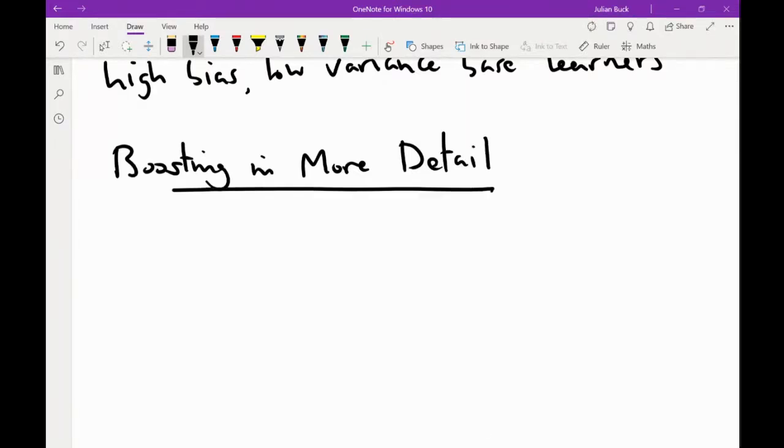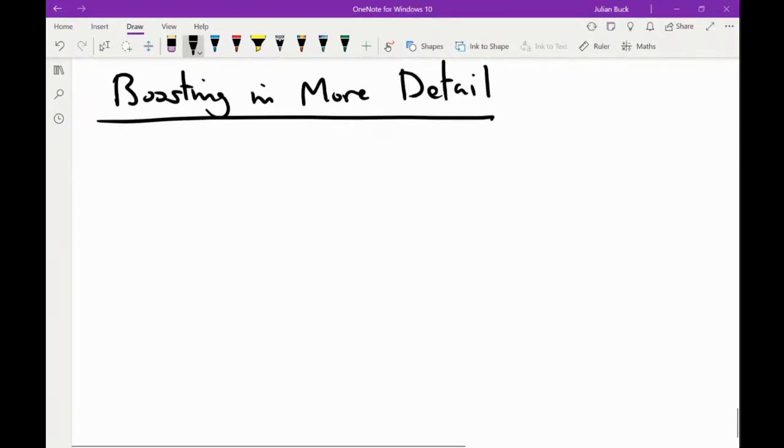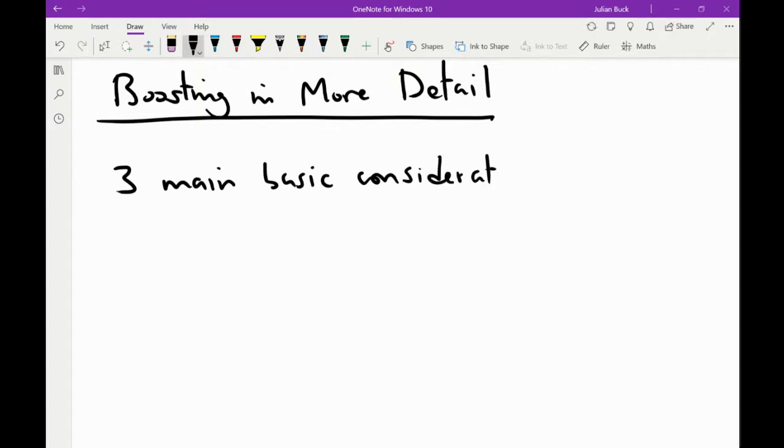So what are the main considerations here? There are three basic considerations to keep in mind. The first is the base learner. What's our base learner model that we're using to grow all of our sequential models that we're going to train? The base learner, sorry, we just want one.